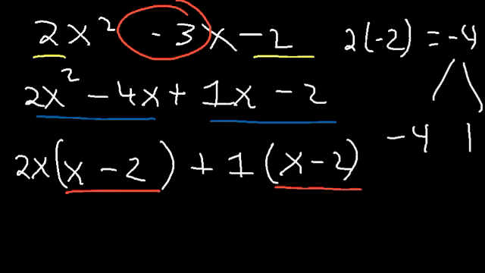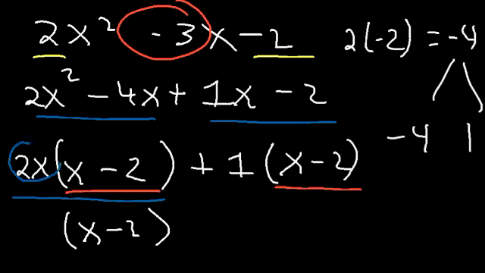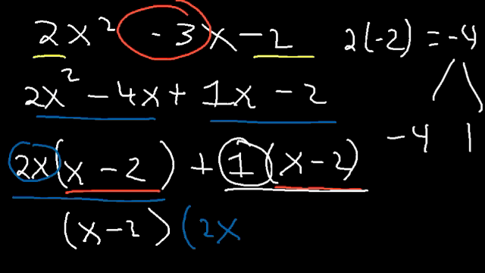If these two factors are the same, then you know you're on the right track. You haven't made any mistakes thus far. So now we're going to take out x minus 2. If we remove x minus 2 from this term, the only thing that's left over is 2x. And if we remove x minus 2 from this term, the only thing that's left over is plus 1. And so that's how you factor it.